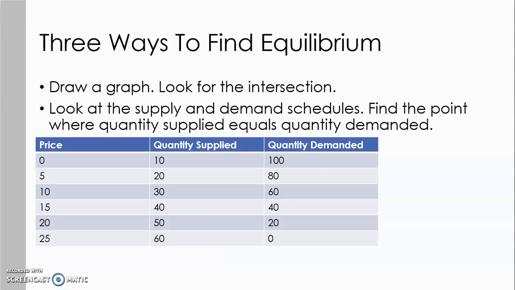Second way to find an equilibrium, we can look at the supply and demand schedules. Find the point where quantity supplied equals quantity demanded. Let's see. 10 and 100, no. 20 and 80, no. 30 and 60, no. 40 and 40, yes! There it is. So here, finding equilibrium this way, our equilibrium price is 15. Our equilibrium quantity is 40. Oh, that's the same number. Yay!